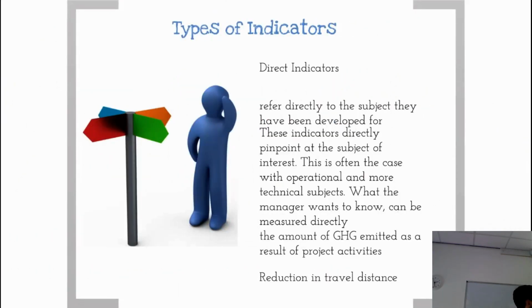So there are a couple of ways of doing this. First off, we have direct indicators, and these are really, really simple. So these refer directly to the subject they've been developed for. They can directly pinpoint the subject of interest, which is often the case of operations. And a very easy way to do this is things like reduction of amount of greenhouse gas emissions. You can measure that. Okay, reduction in energy use. You can measure that, just using your, what are they called in your house, where you read the energy off. Your meters, yeah, God, yeah.